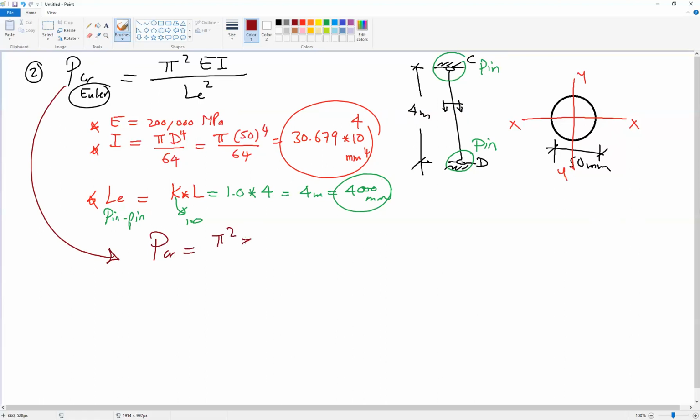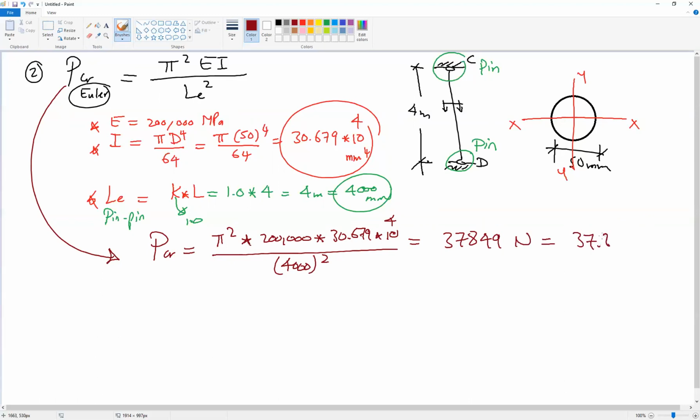And now if we return back to this formula and substitute in the P critical formula, P critical will be pi square multiplied by 200,000 MPa multiplied by 30.679 multiplied by 10 to the power 4 divided by 4,000 square. This gives us P critical equal to 37,849 Newton, which is equivalent to 37.849 kilonewton. Okay, so now we know P critical and the force in member CD.